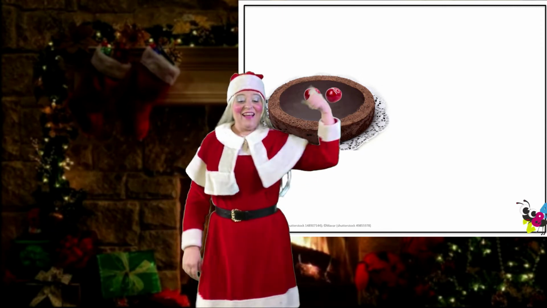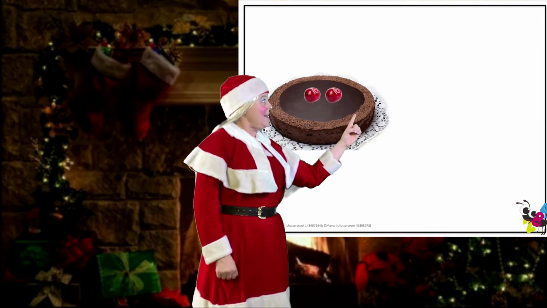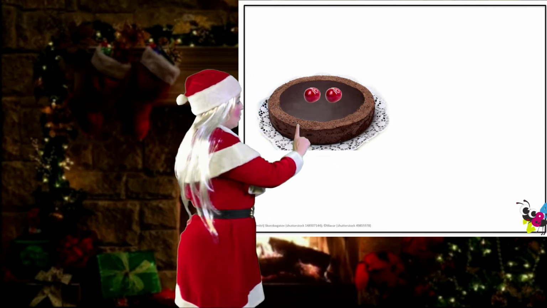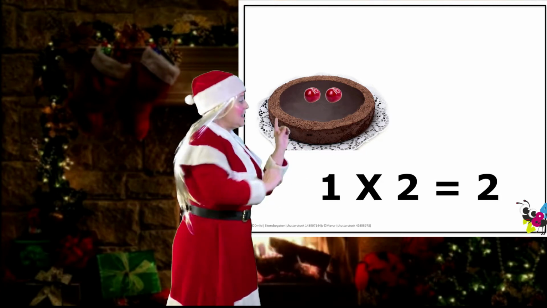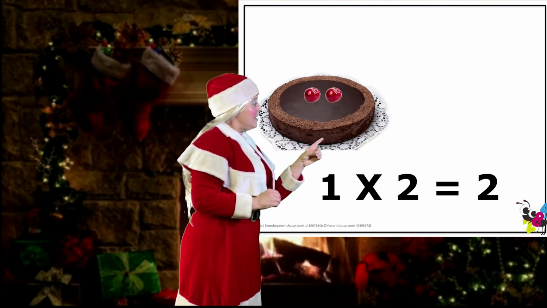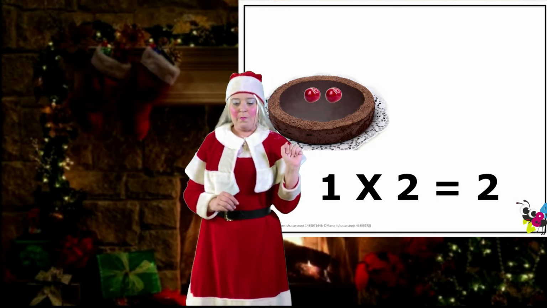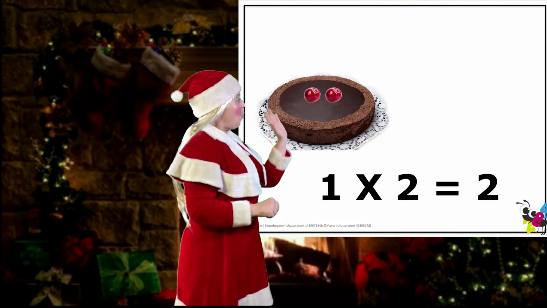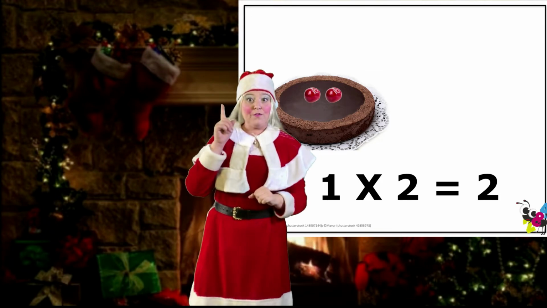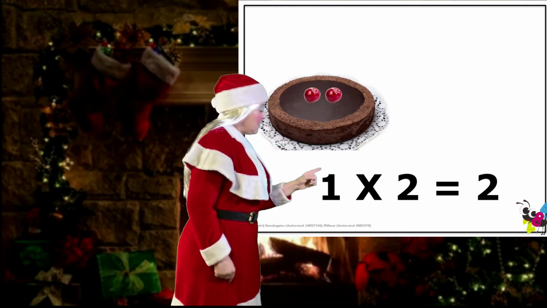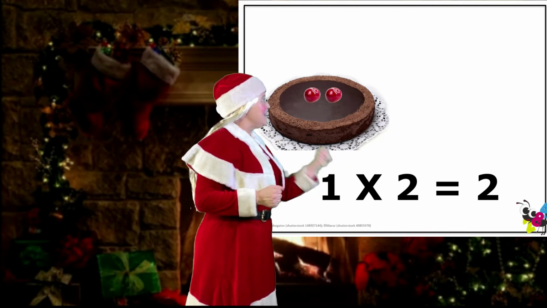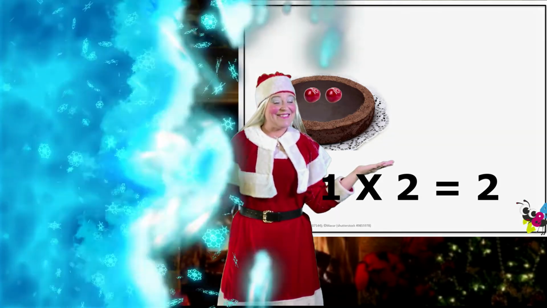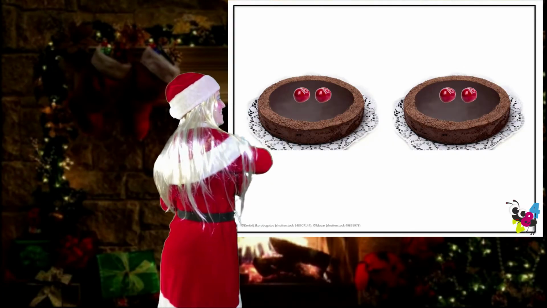There. Here we have 1 cake with 2 cherries on it. 1 times 2 equals 2. 1 times 2 means that I have 1 group of 2. 1 cake, 2 cherries, meaning 2 cherries all together.